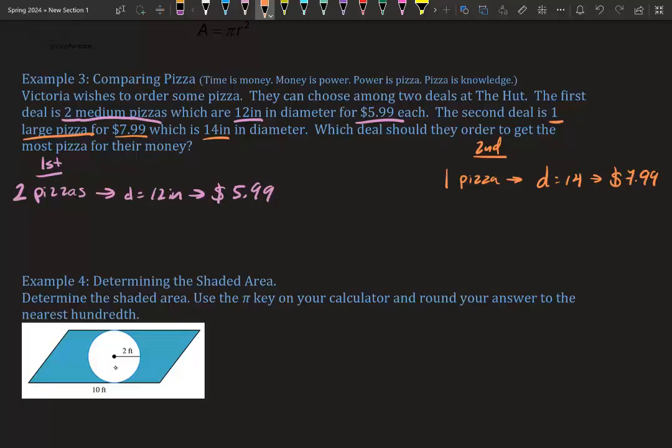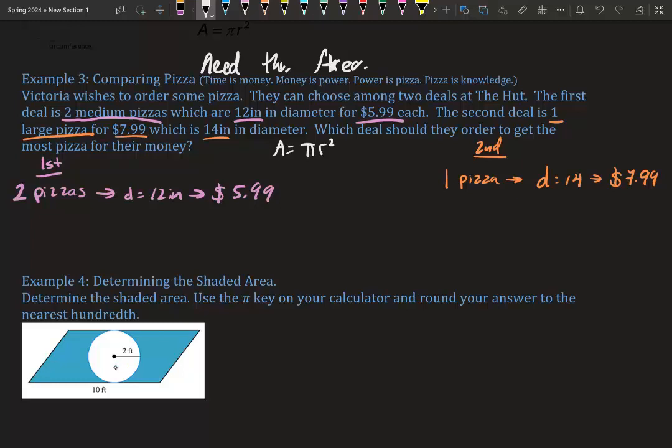So what we're looking for is how much pizza you get per pizza. We want to know how much you're going to be able to eat. So we need to find the area, because that's what you're eating. When you're eating a pizza, you're eating the area. So we need to find the area. That formula is pi r squared.